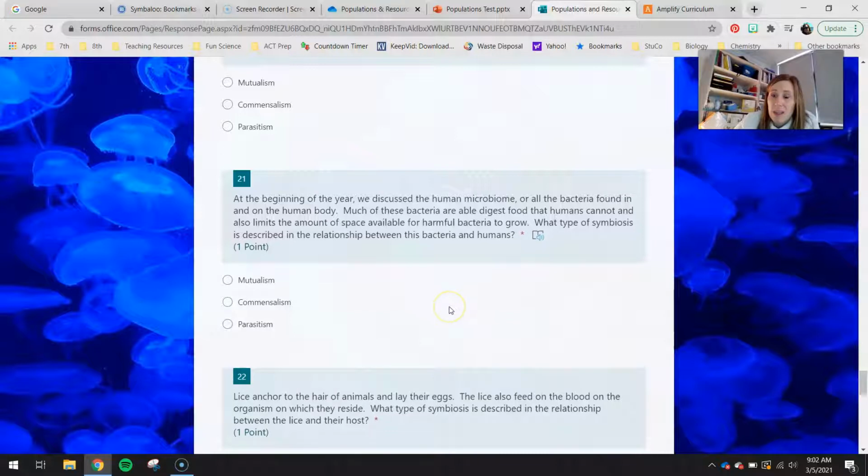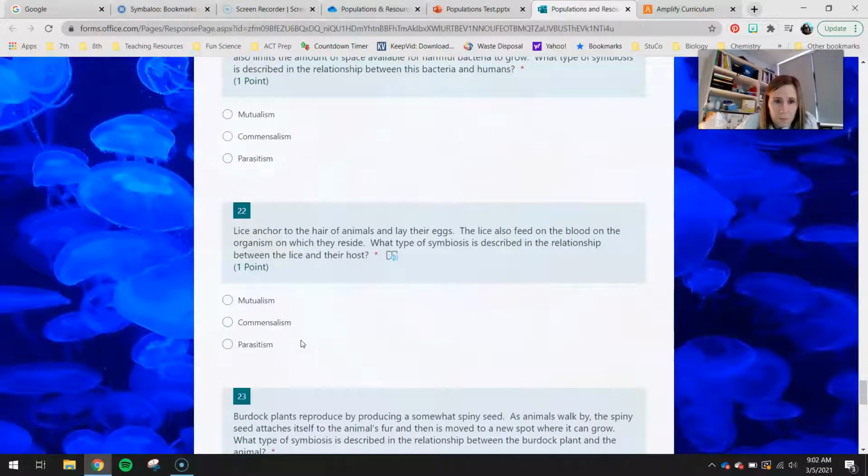So I really want you guys to think about, is there a benefit to the humans? Is there harm to the humans? Is there a benefit to the bacteria? Is there harm to the bacteria? Okay, once you guys have answered those questions, you can select either mutualism, commensalism, or parasitism.